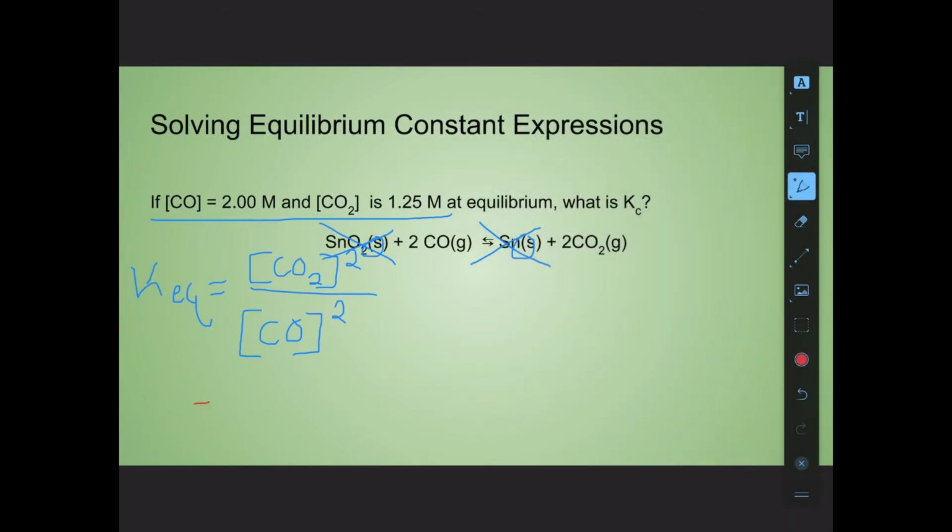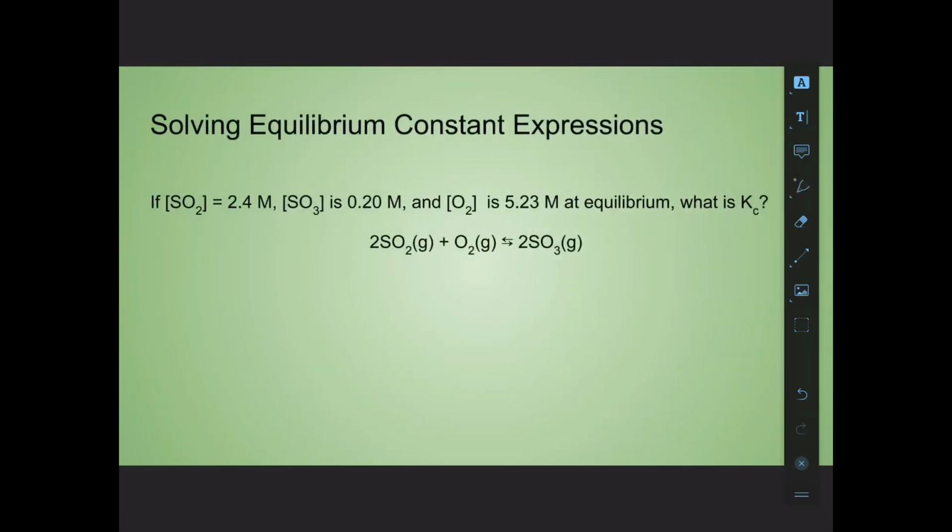So I have that CO2 is 1.25, and that's squared, and CO is 2 squared. And we can go ahead and simplify that out. That will be, bottom will be 4, and 1.25 squared is 1.5625. And when we do that math, our answer here is 0.39. And I'm rounding here to 2 decimal places. That's how we solve that.